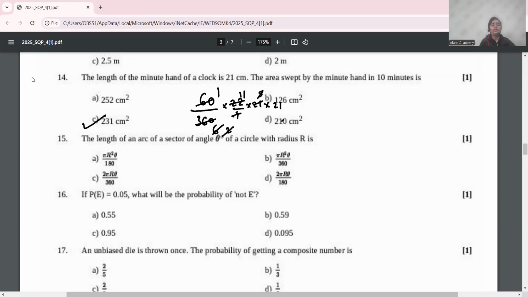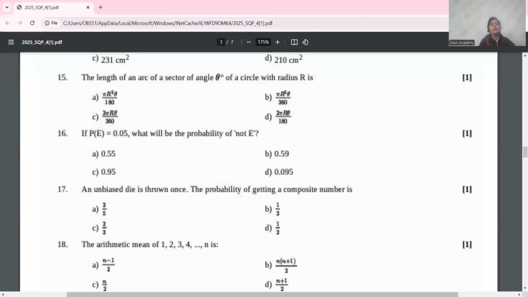Going to the next question, the length of an arc of a sector. Firstly, I'm writing the formula of length of an arc, which is theta by 360 into 2 pi r. Now, if I consider the first one, it has r square, so no way this can become the formula. Second one, it also has r square, so again, no way. In the third one, we see 2 pi r theta and upon 360. So yes, option number C is the correct answer. You can check out option D. It has 180 degree incorrectly written here. So option number C is the answer to this question.